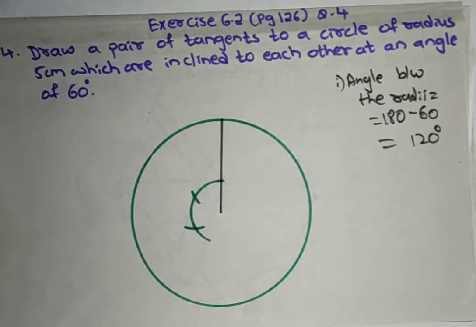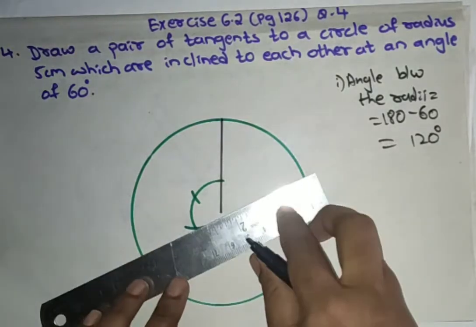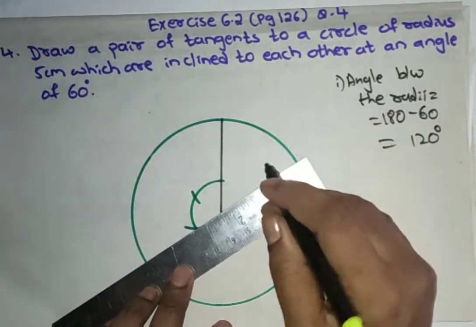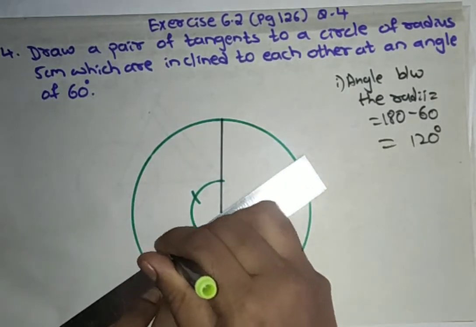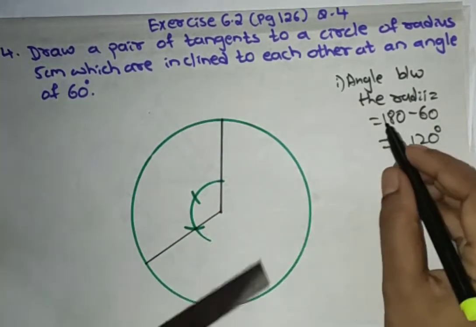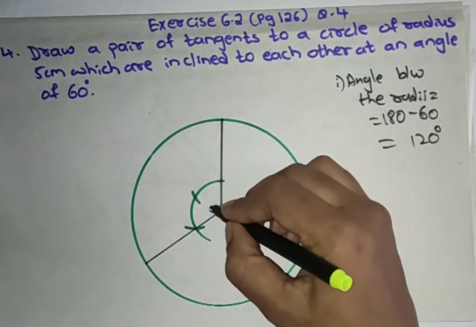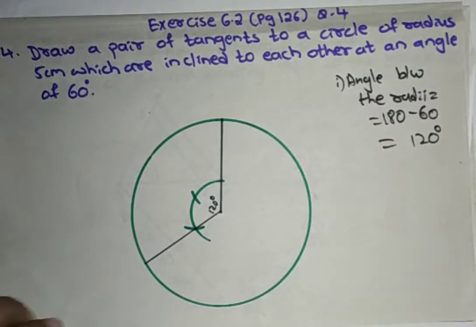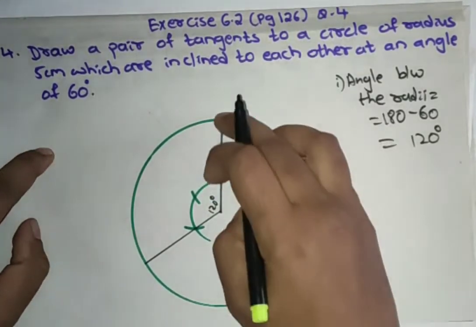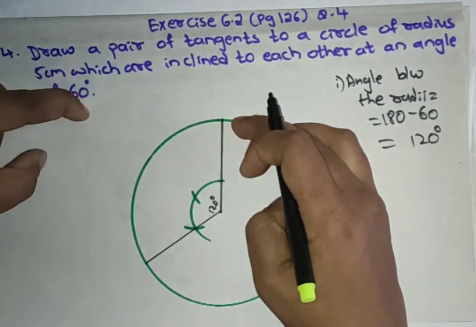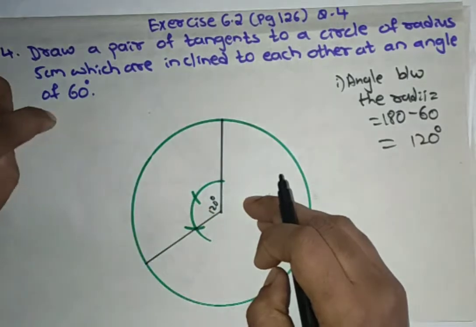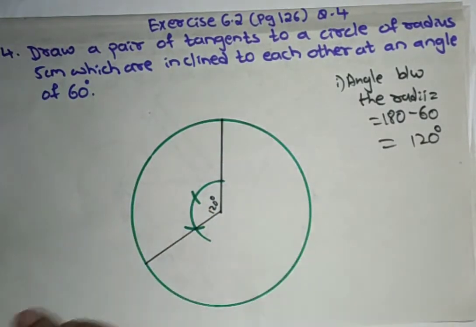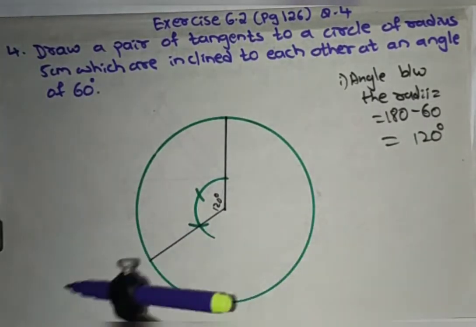Now join this. Now the angle between the radii, 120 degrees, you have constructed. Now from here we have to construct 90 degrees. The tangent will automatically be inclined at 60 degrees here, since we have 120 here. We have to construct 90 degrees here.